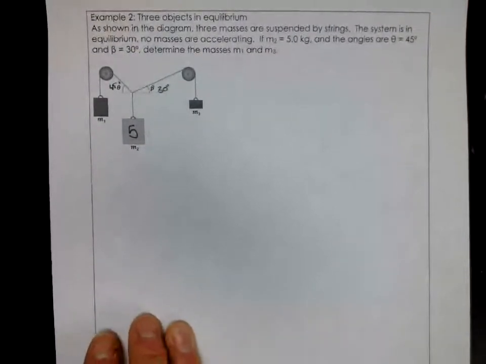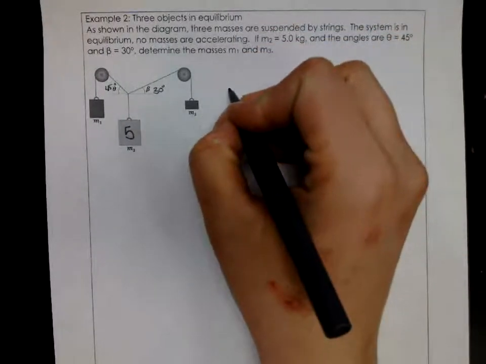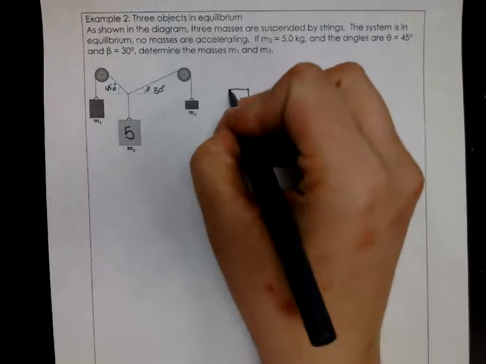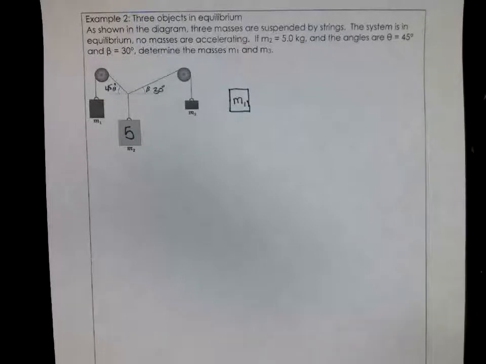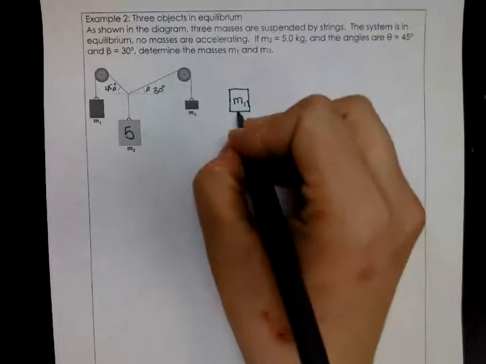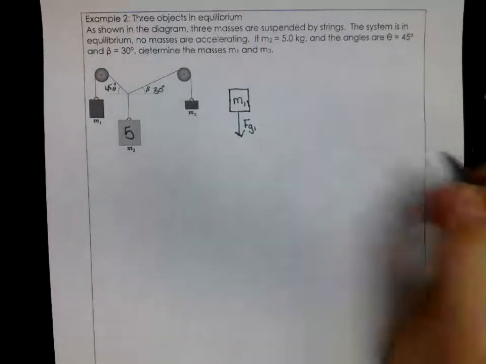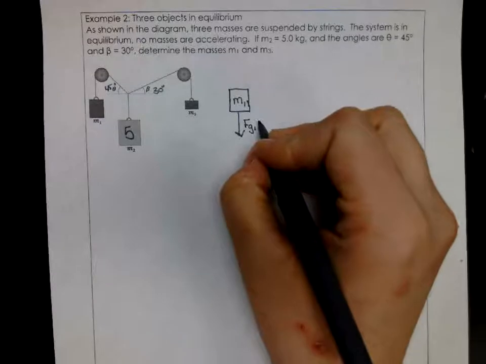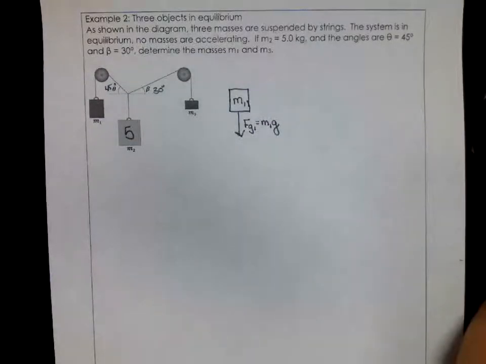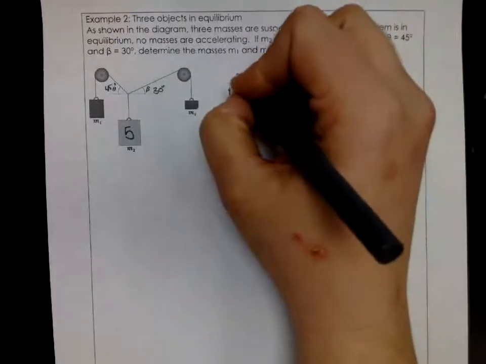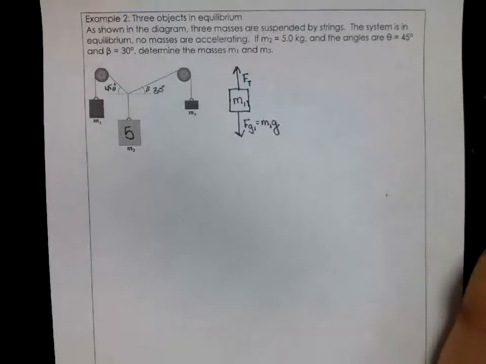All right, so the first thing we're going to do is draw those diagrams. So I'm going to draw M1, and we don't know what its mass is. We do know the force of gravity 1 is pulling it down, and that's the mass of 1 times gravity, but we don't know what the mass of 1 is. And we know the force of tension is working up on it, but we don't know what that force of tension is.